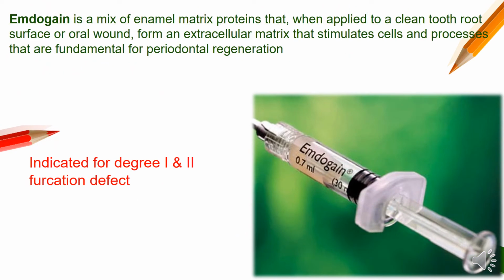The use of Emdogain. Emdogain is a mixture of enamel matrix protein that is applied to a clean tooth-root surface or oral wound. It forms an extracellular matrix that stimulates cells and processes that are fundamental for periodontal regeneration. Indicated for grade 2 and 3 furcation defects.